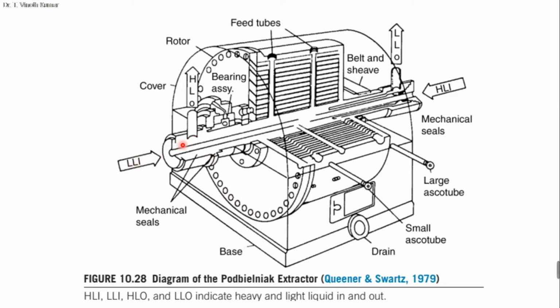And this is the light liquid, and the heavy liquid in, HLI, will be passed inside, and you can remove HLO and LLO also. So HLI, LLI, HLO and LLO indicate heavy liquid in, light liquid in, heavy liquid out and light liquid out. And this is a drain, and this is a base. By this method, we can extract continuously.